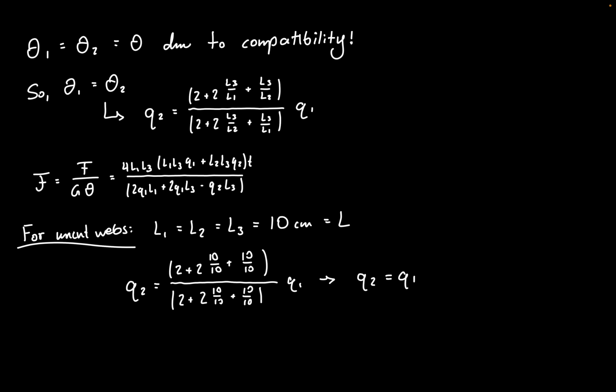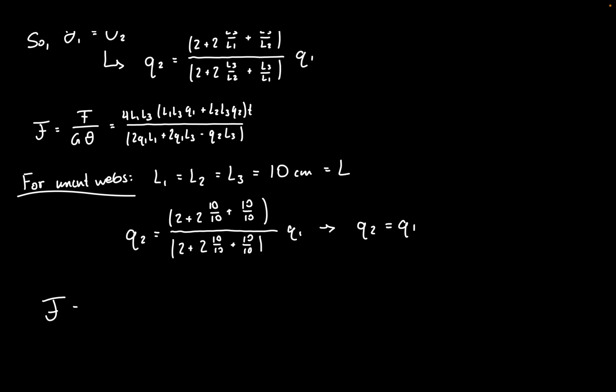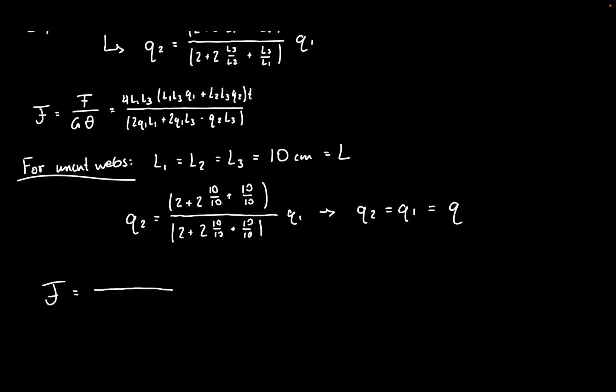So then we can start to write out what the torsional constant will be for the uncut webs. I'm going to replace all the L's with just L, just to make things a little bit simpler because they'll be the same length. And I'm going to replace all of the Q's with just Q, because Q1 and Q2 are equal to one another here. So they have no factor between them. So we get 4L squared, and then QL squared plus QL squared times the thickness, T, and then we'll divide by 3LQ. So essentially we have 2 plus 2 minus 1 of QL.